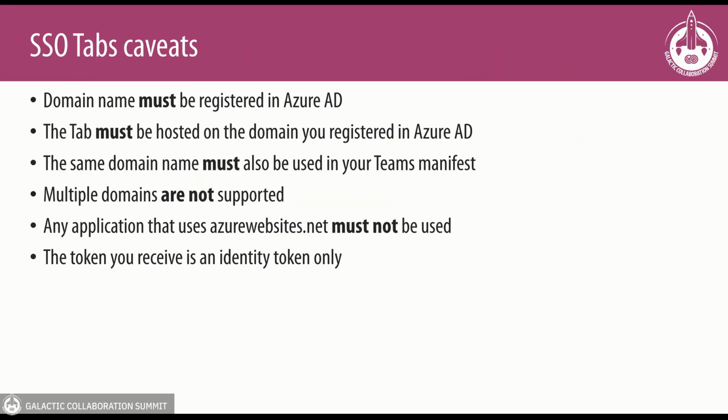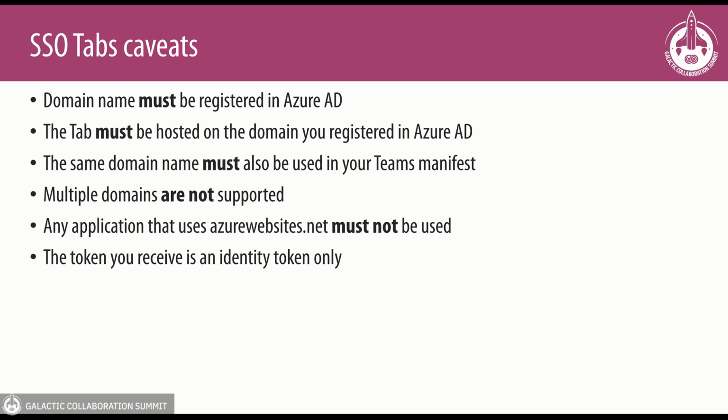There's a couple of things you need to think about though when building SSO tabs. And first of all, it's about the domain. The domain you want to host your tab on must be registered in the Azure AD application that you create. And you also need to host your tab on that domain. And third about the domain is that your domain must also be registered in your manifest. So if you have a domain, you need to specify it in the manifest, in the Azure AD application, and your app or tab has to be hosted on that domain.